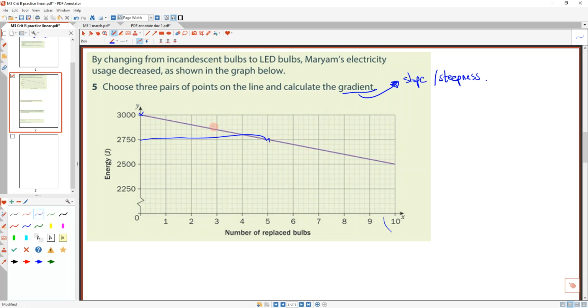I'll try and do this as neat as possible, not like that. Let's use a straight line. Zavi, do you have it? I think so.